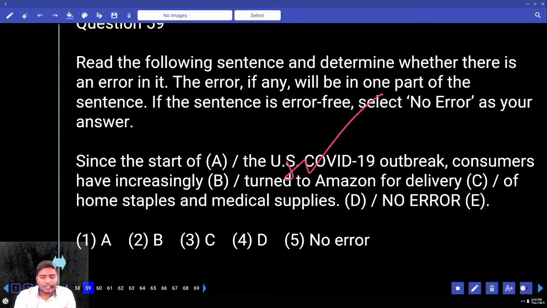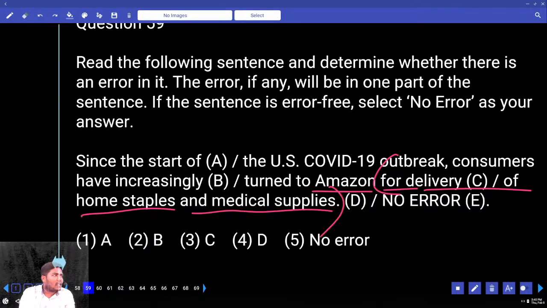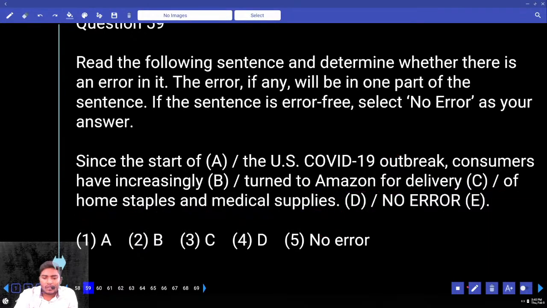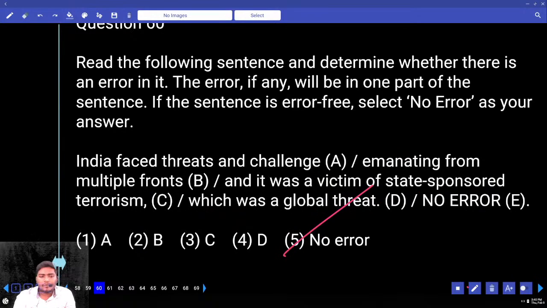This is a fixed preposition. They turned to Amazon. Why did they turn to Amazon? For delivery of home staples and medical supplies. Any error that you can find here? No error combination. Move to 16.